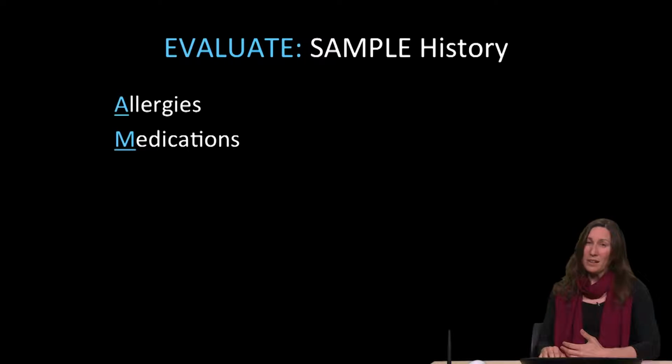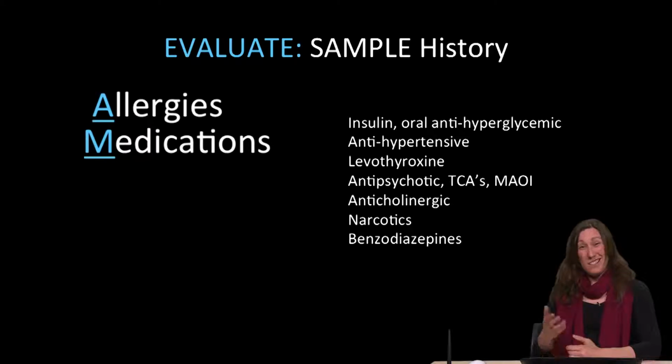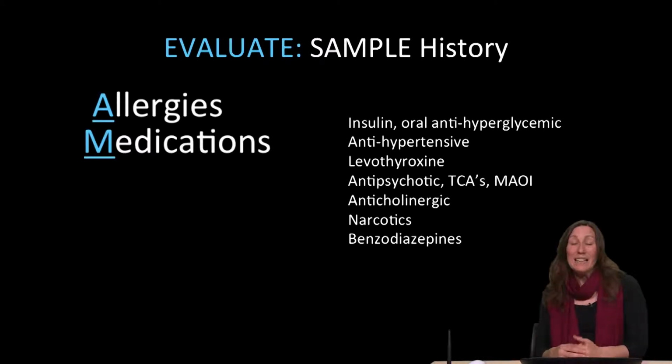Also, extremely important is to obtain a history of any allergic responses they've had or any medications they're currently taking. So you can see these are some of the medications that are known to be implicated in altered mental status. Anything that may change your glucose level, antihypertensive medications, thyroid medications, psychiatric medications, anticholinergic medications, narcotics or benzos. All of these medications and medication classes can cause pretty severe altered mental status.